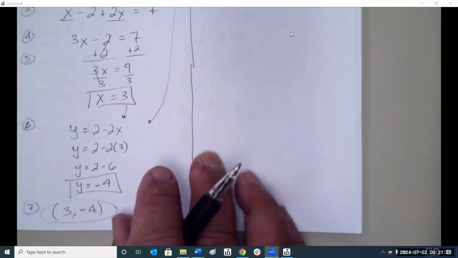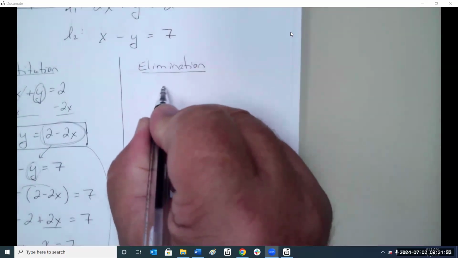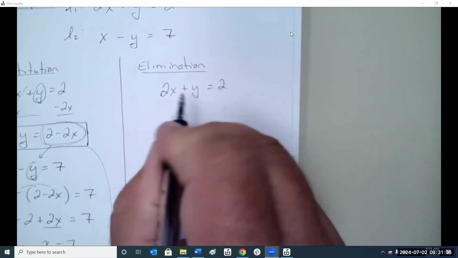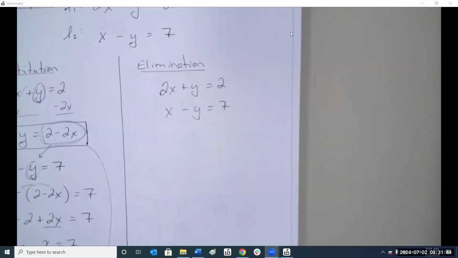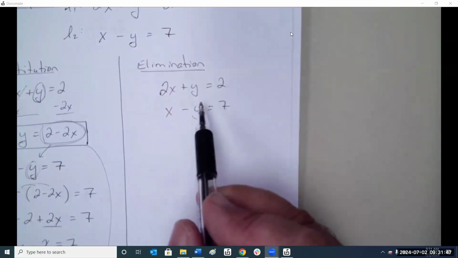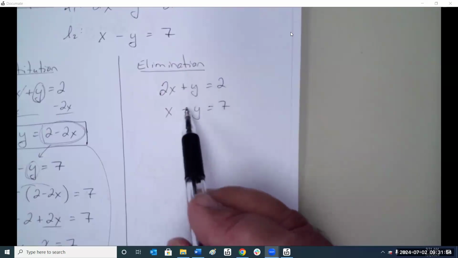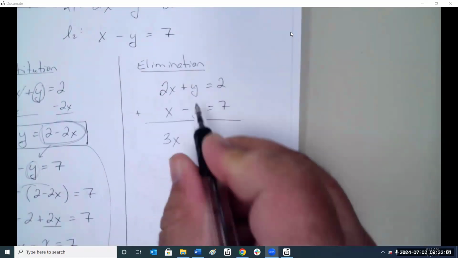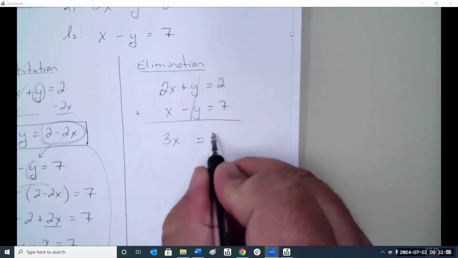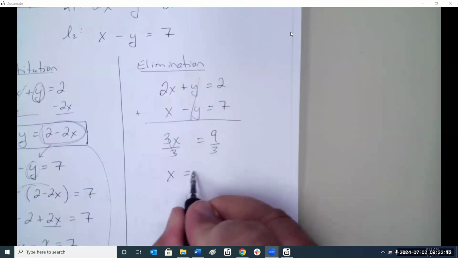How do we start the elimination method? Before that, are they in standard form? Yes, so we have 2x plus y equals 2, x minus y equals 7. They're in standard form. Now, what variable to get rid of? Are their coefficients opposites of each other? Yes, they're both one, one's positive and negative. So we can just add these two equations together. 2x plus x is 3x. The y's cancel. 2 plus 7 is 9. So x equals 3.